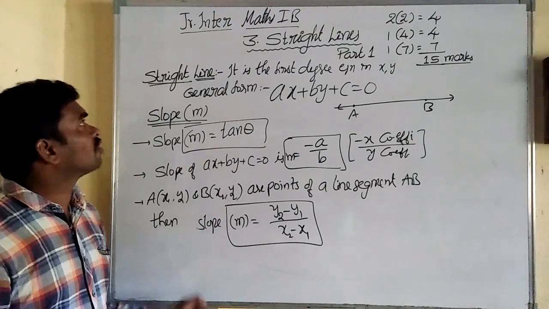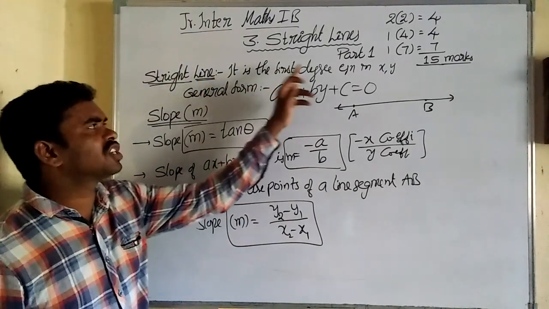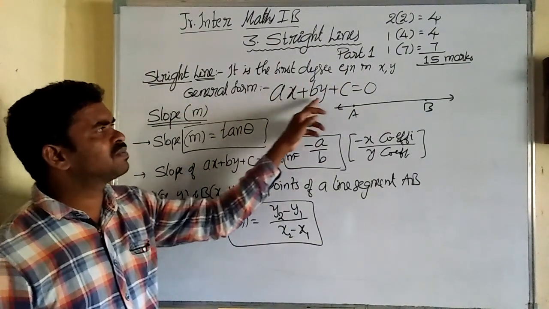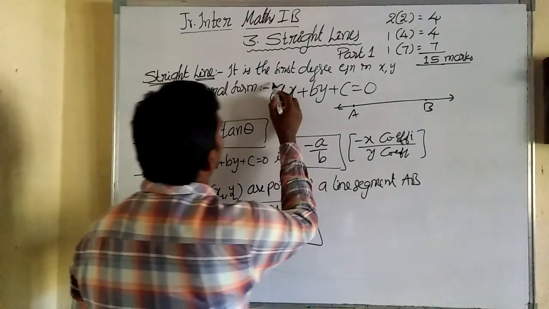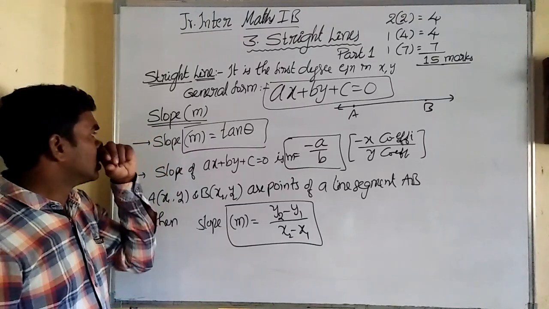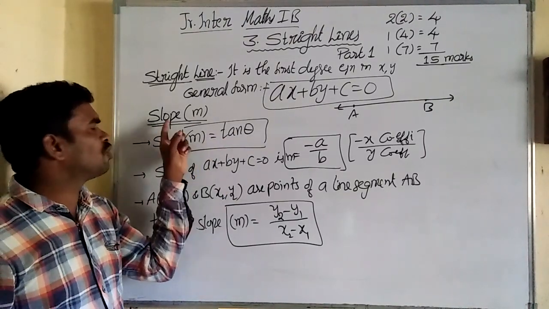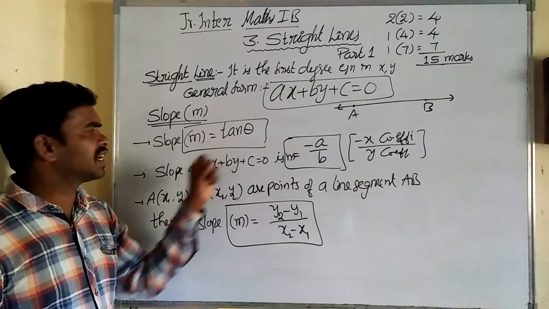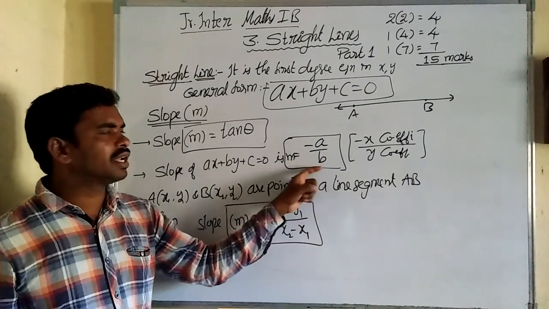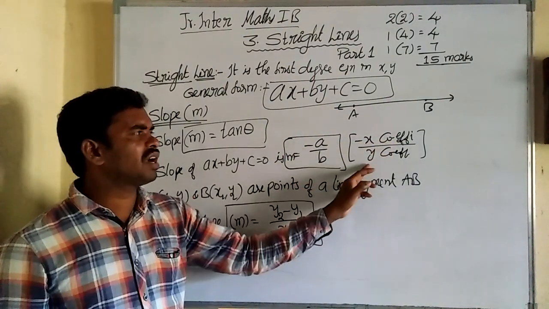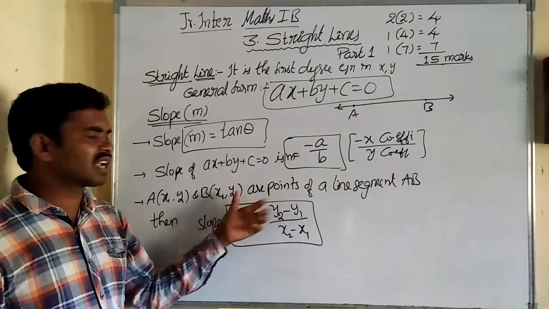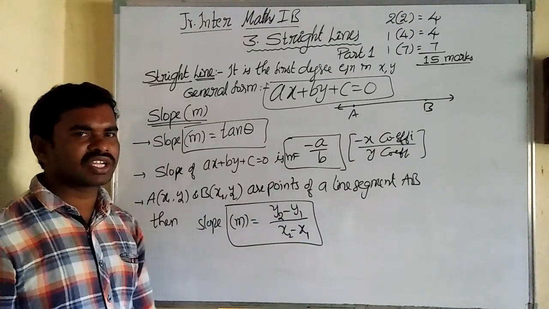You just note down. First, straight line. It is the first degree equation in x and y variables, and the general form of a straight line is ax plus by plus c equal to 0. Slope is denoted by small m. Slope m equals tan theta. Slope of the line ax plus by plus c equal to 0 is m equals minus a by b, or we can say minus x coefficient by y coefficient. Next, if (x1, y1), (x2, y2) are two points given, then slope is (y2 minus y1) by (x2 minus x1).